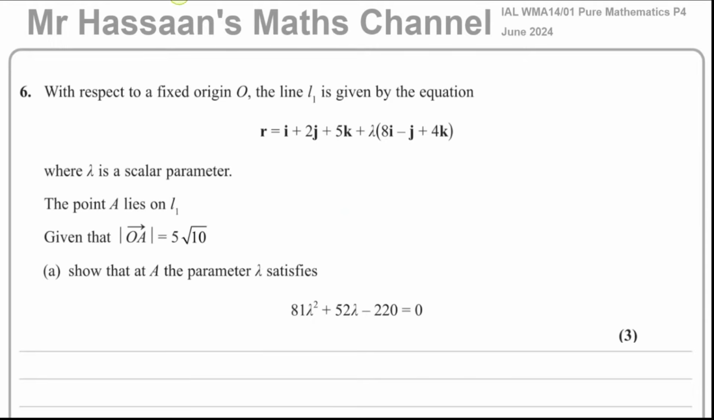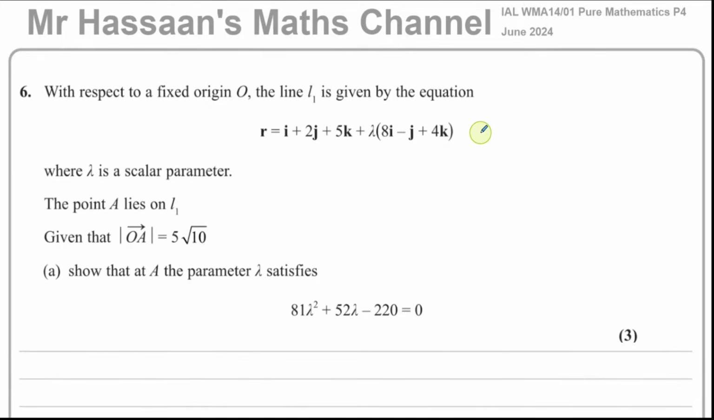Hassan's Maths channel. I'm now answering question number 6 from the June 2024 Pure Mathematics P4 exam from the Edexcel International A-Level Exam Board. And this question is about vectors. It says, with respect to a fixed origin O, the line L1 is given by the equation r equals i plus 2j plus 5k plus lambda times (8i minus j plus 4k).